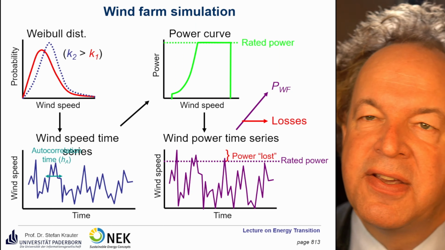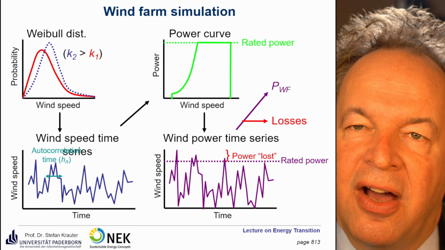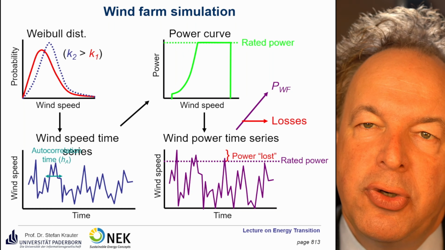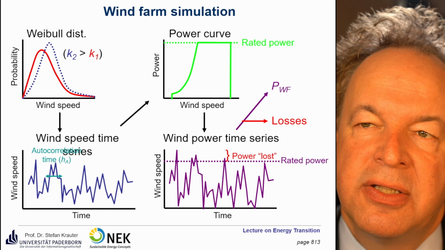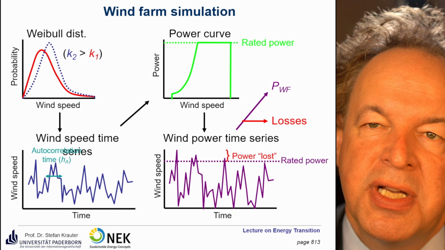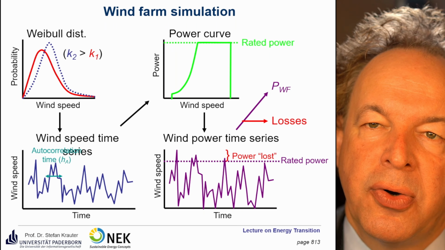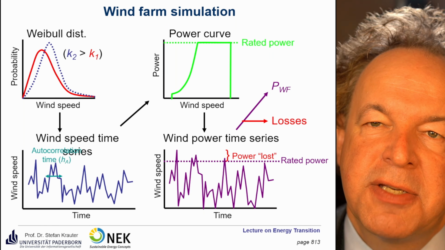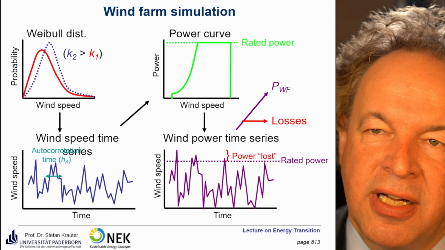So we do a wind farm simulation. We have the Weibull distribution. Here you see the difference between two K shape vectors. K2 is bigger than K1. So K2 is towards higher wind speeds, a little bit more symmetrical.